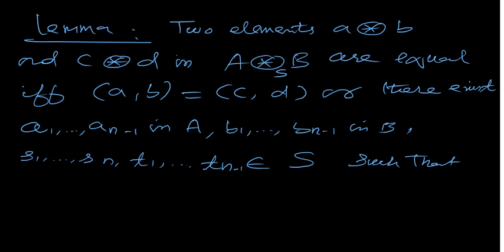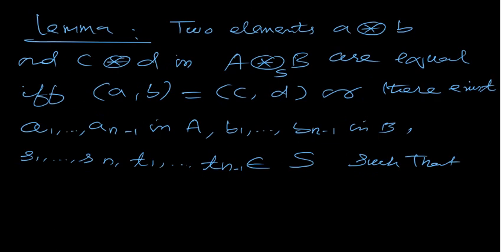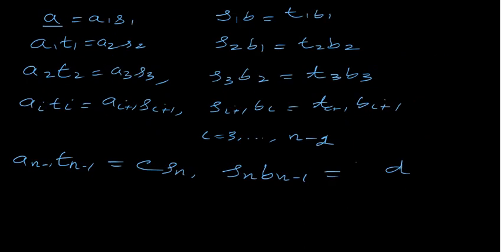Okay, so these are the set of equations they must satisfy if A tensor B is equal to C tensor D. So this is the statement of the lemma: two elements A tensor B and C tensor D are equal in the tensor product if and only if we have these set of equations which starts from A and B and ends with C and D, like this. Starts from A and B and ends with C and D. So let me name these as star.